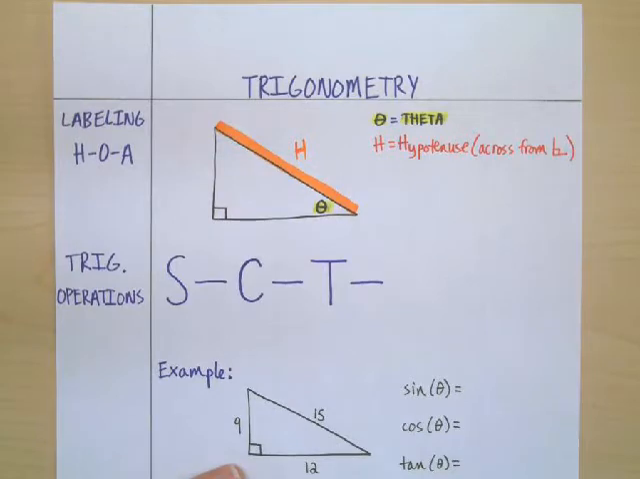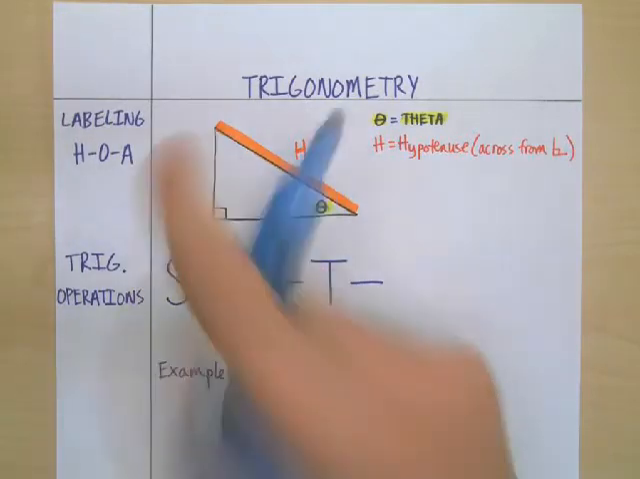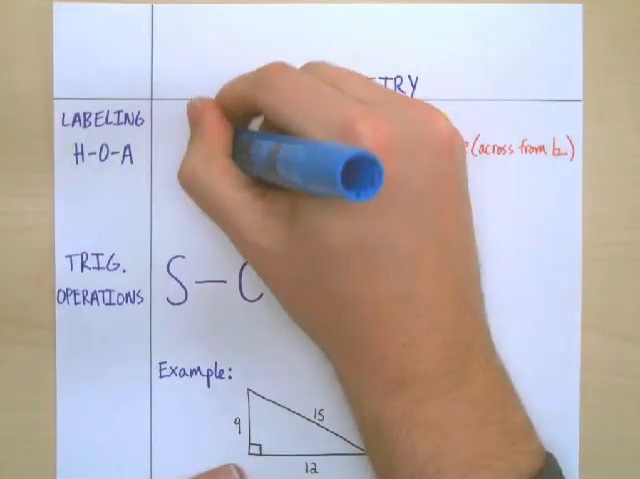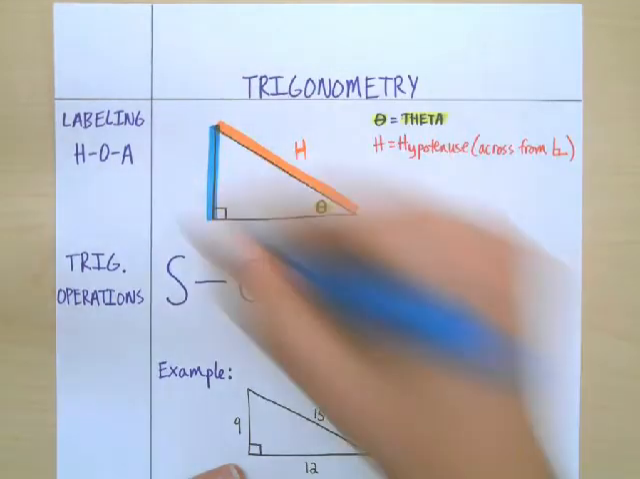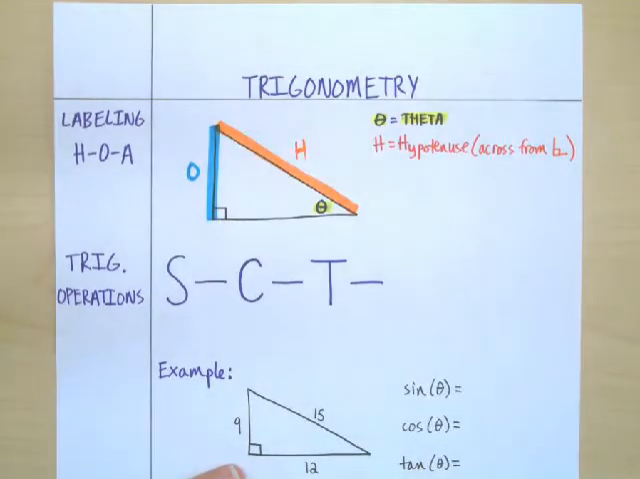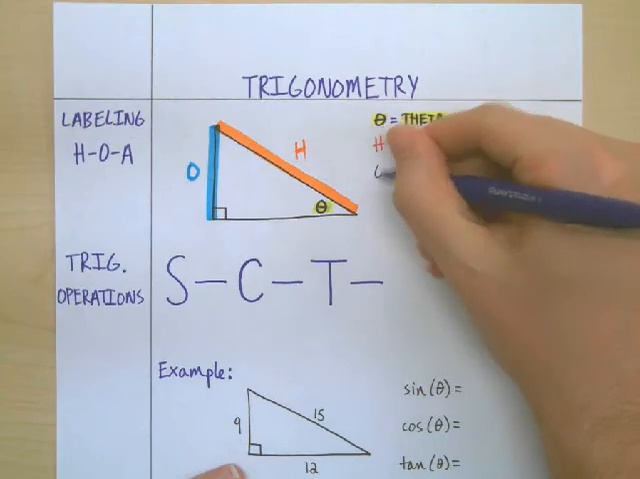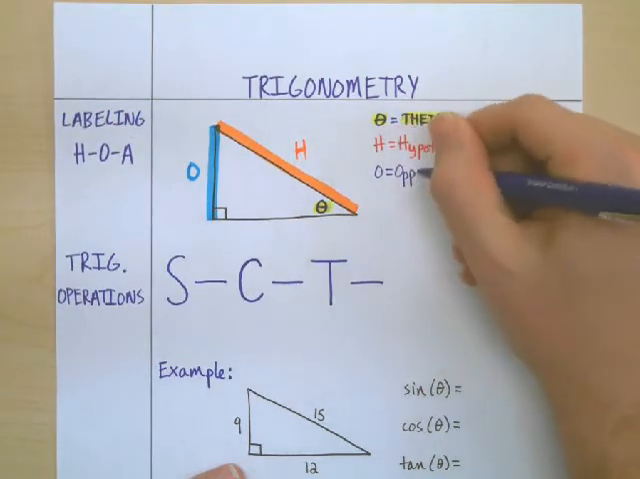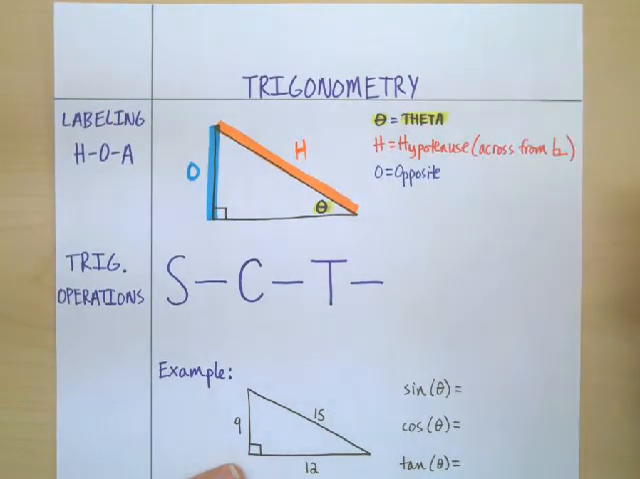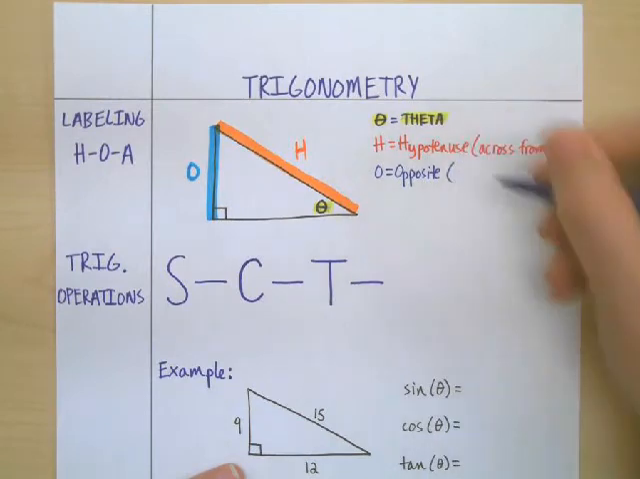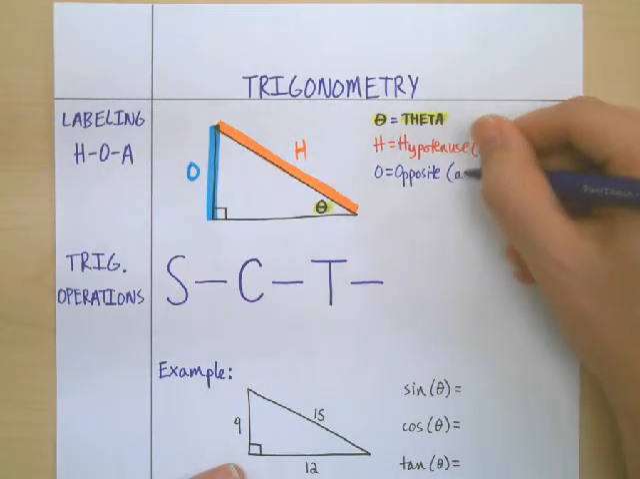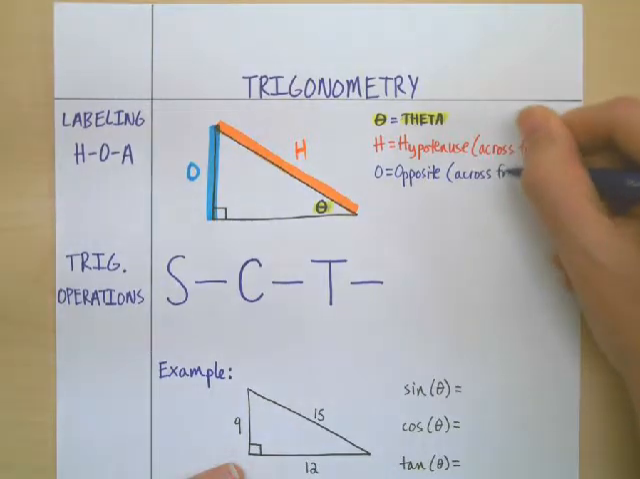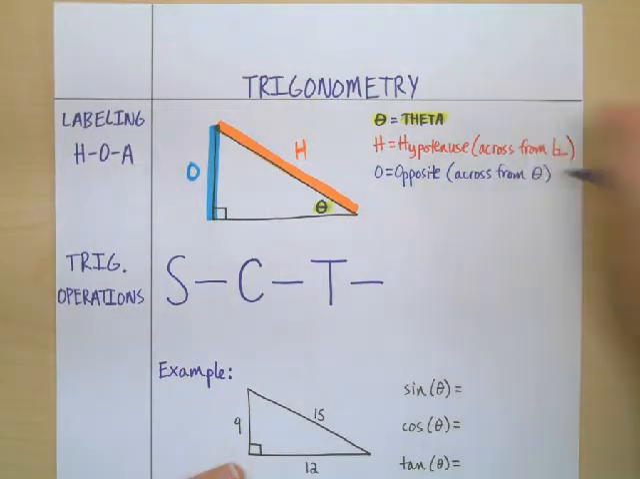I stopped highlighting at the top corner of my triangle. Now I'm going to continue highlighting that side and label that O. O stands for opposite. Opposite is always across from theta.